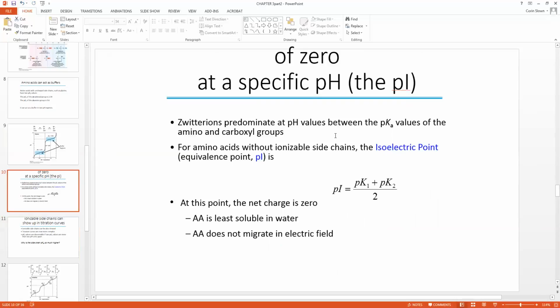So for any amino acids without ionizable side chains, so without R groups that can change their charge, the isoelectric point, or the equivalence point, pI, is simply the sum of the 2 pKs divided by 2. And at this point, we know that our net charge is 0. Now, what are the criteria, or what are the behaviors of these amino acids? Well, they're going to be the least soluble in water, and it's not going to migrate in an electric field when that net charge is 0. So it does change the behavior of that molecule.